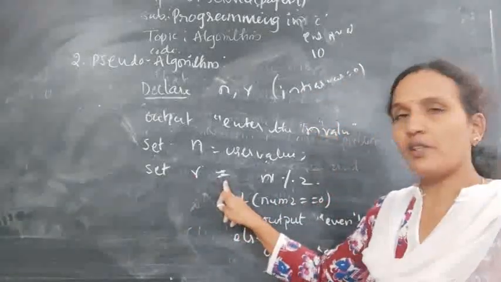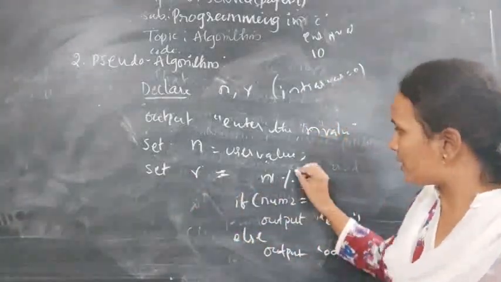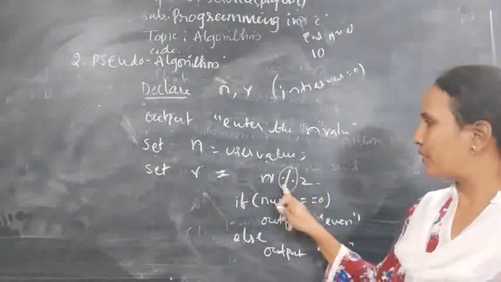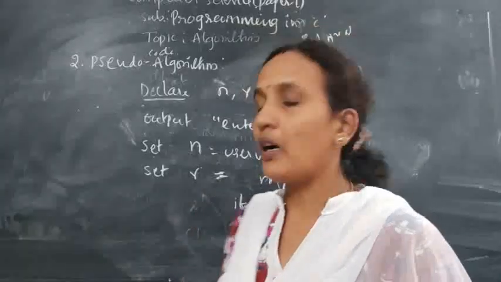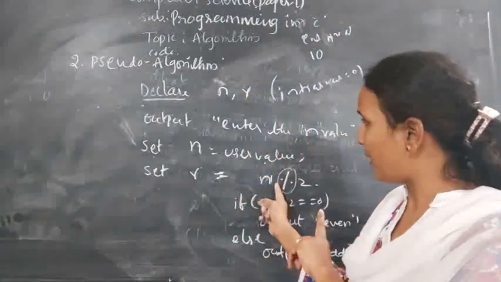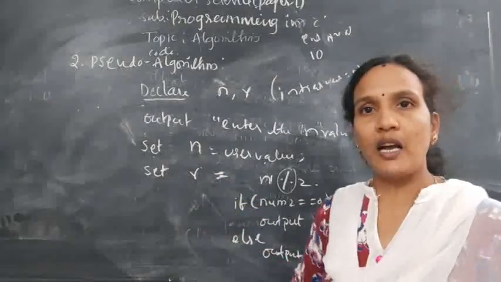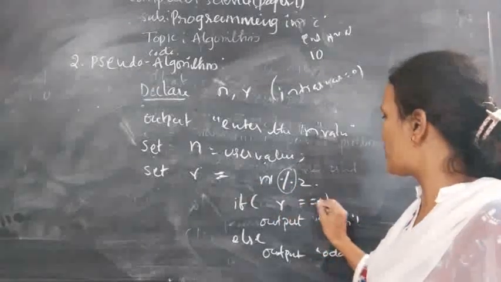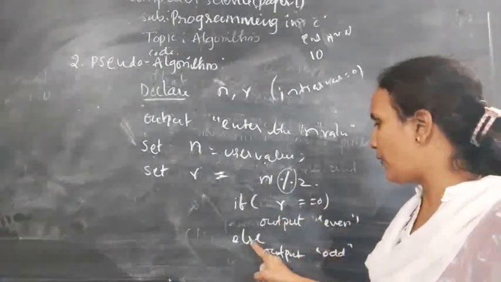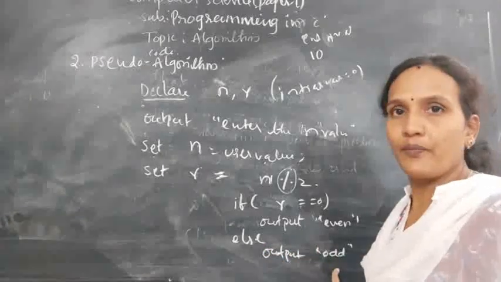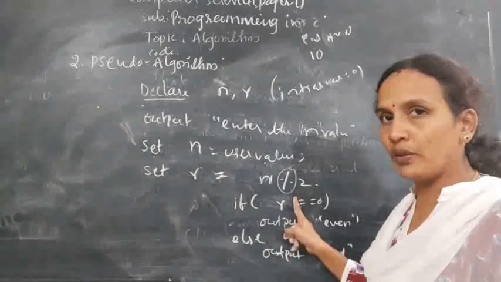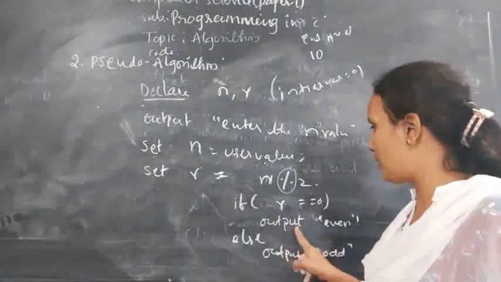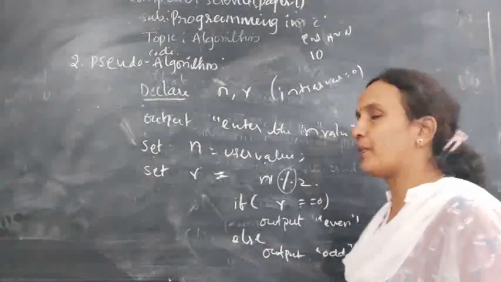Next, if the n value is ready, you need to calculate the remainder of that number. So r equals remainder. r equals n mod. This is an operator which is used to calculate the remainder. So n mod 2. After calculating, the remainder value is stored in r. Now you need to check whether r equals 0 or 1. So if r equals 0, then output is even. If r equals 1, then output is odd. Here it is true or false. If r equals 0 is true, it will print even. If r equals 1, it will print odd.